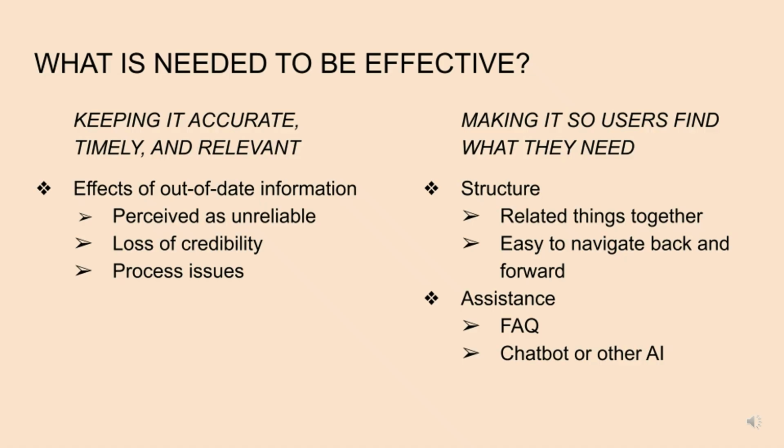Now, the other key point is making sure that in knowledge management, users are always able to find what they need. There must be a sense of structure with related topics grouped together and easy to navigate. And people must always be able to find information if they're having difficulty finding what they need, whether it's a frequently asked questions or through a chatbot or other forms of AI.